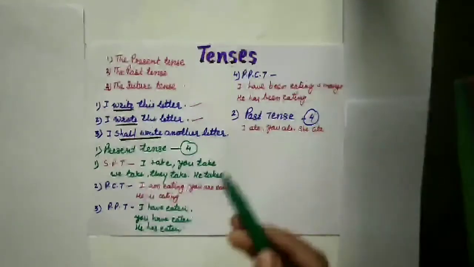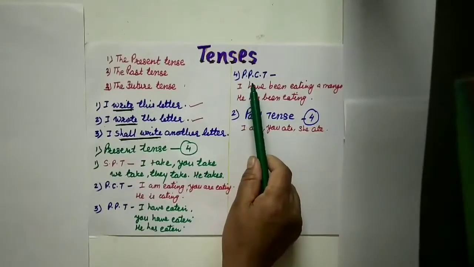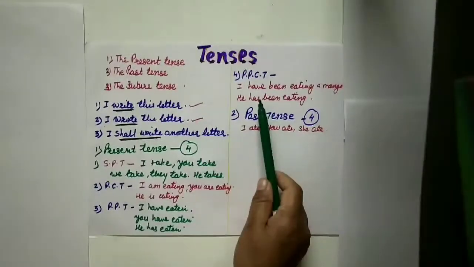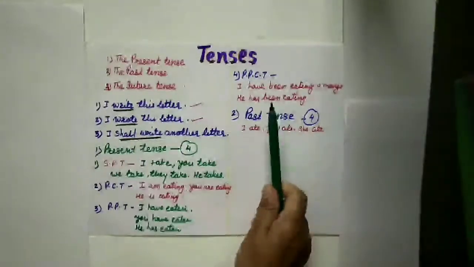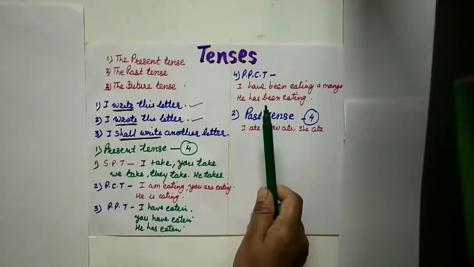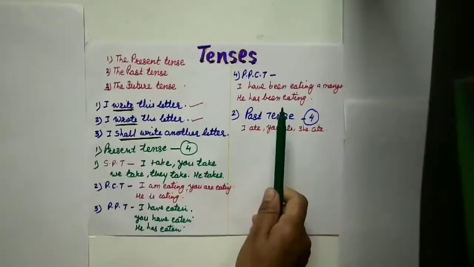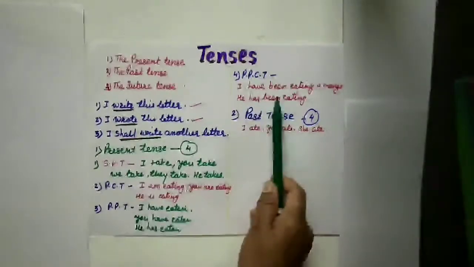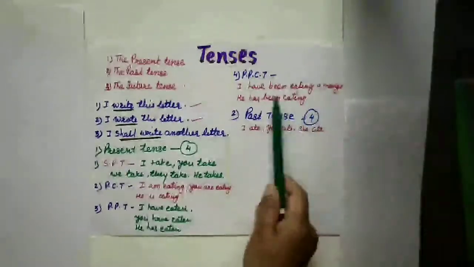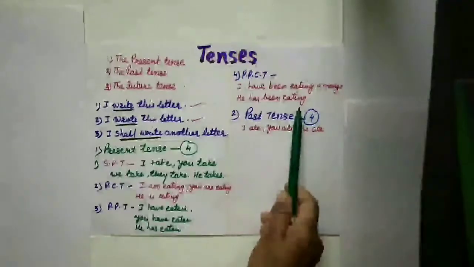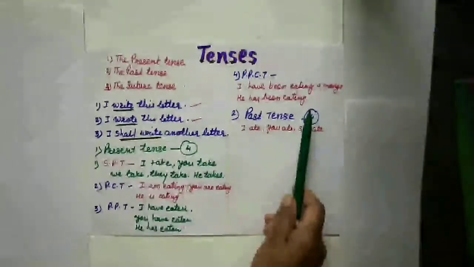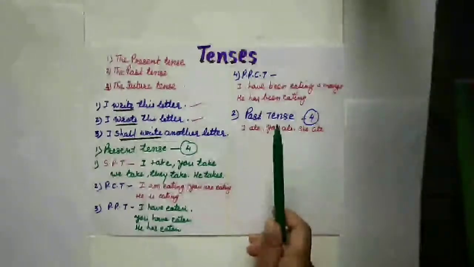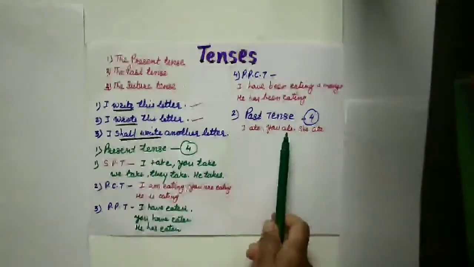Okay. Now next one is the present perfect continuous tense. Now this tense is used for an action which began at some time in the past and is still continuing. Here, I have been eating a mango. He has been eating a mango in this way. Okay. Now students, now we'll move towards the past tense.